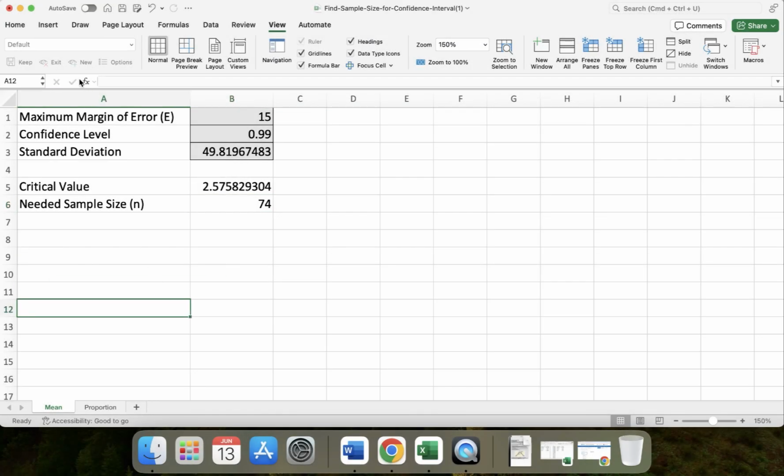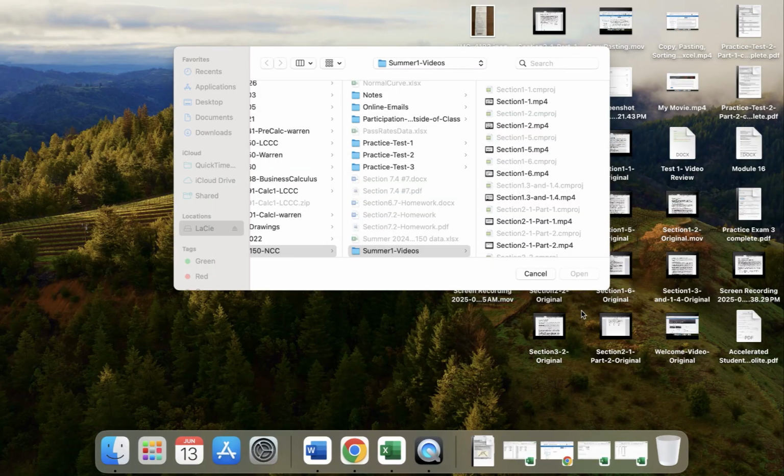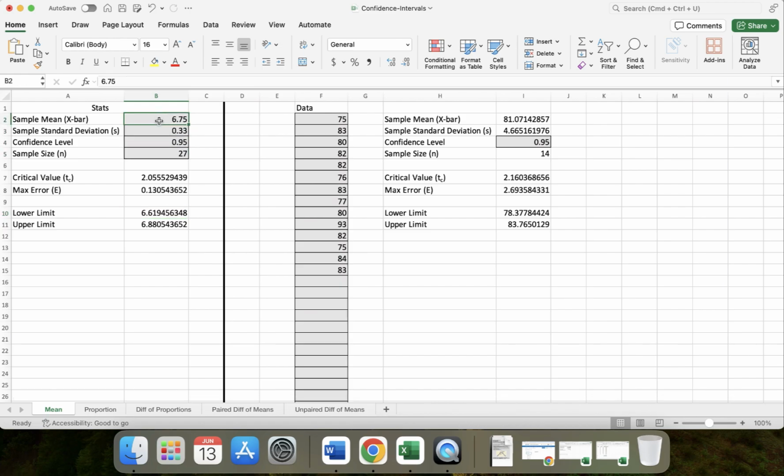This is not the right one, so I've got to change to this one. I'm on the mean sheet already, which is good. I'm using this left side since I'm not given the data. I'm not given those 34 numbers, just given the results of getting the mean and the standard deviation.